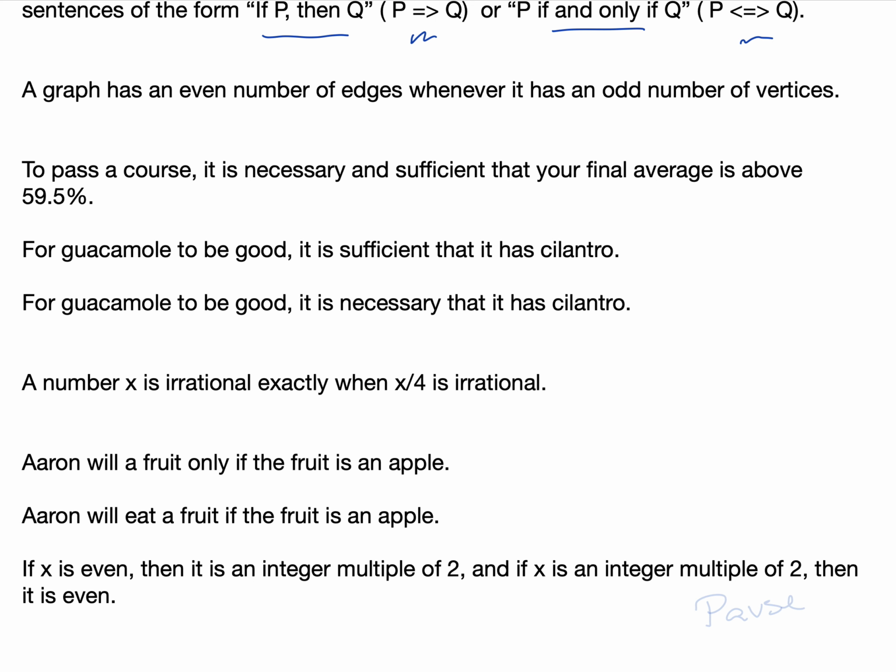To pass a course, it is necessary and sufficient that your final average is above 59.5%. For guacamole to be good, it is sufficient that it has cilantro. For guacamole to be good, it is necessary that it has cilantro. A number x is rational exactly when x over 4 is rational. Aaron will eat a fruit only if the fruit is an apple. Aaron will eat a fruit if the fruit is an apple. And if x is even, then it is an integer multiple of 2. And if x is an integer multiple of 2, then it is even. So pause, try these out, rewriting them in one of the forms above, and we'll talk about them together.